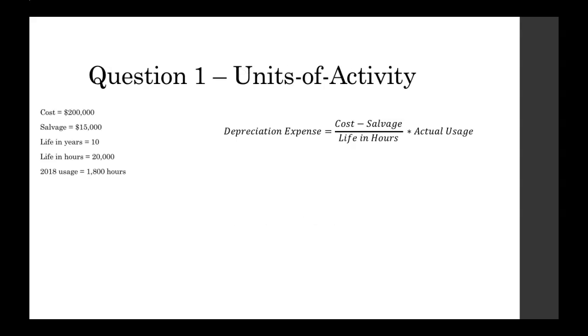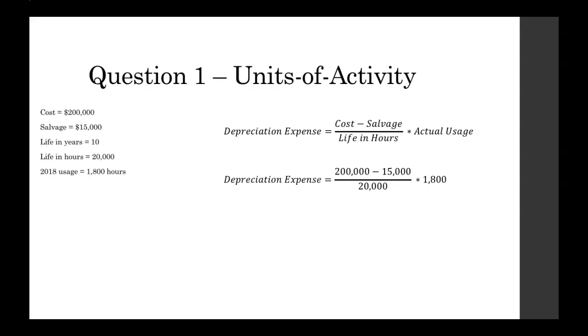Now, units of activity is slightly different. We still take cost minus salvage, but instead of dividing it by its life in years, we divide it by its life in hours, or its life in units. And then we take that amount that we find and we multiply it by the actual usage. Our actual usage here, that's what that 2018 usage is. We actually used it for 1,800 hours.